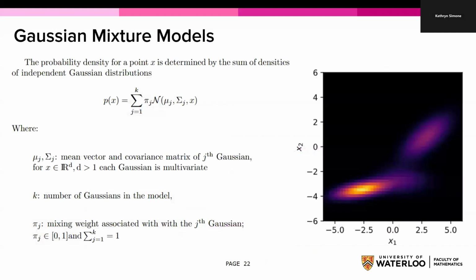We can generalize Gaussian mixture models to handle multivariate Gaussians, which is what you see in this heat map on the right. So this plot shows the probability density for a 3-component Gaussian mixture model, where each component is a multivariate Gaussian. So instead of being confined to just one dimension, these distributions are going to be parameterized by a mean vector and a covariance matrix, which allows us to capture relationships between the multiple input features.